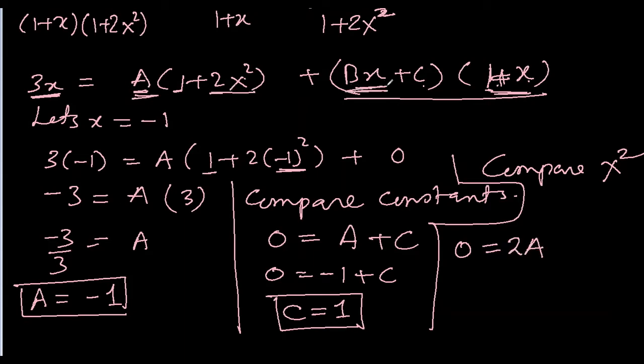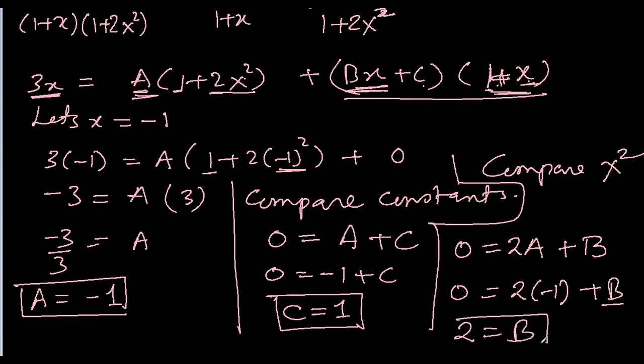Here bx and x will give us x square. So we'll write bx square, which is just b. Nothing of the others will give us x square, so we'll ignore them. So 0 equals 2 times minus 1 plus b. So b minus 2 equals 0. So 2 equals b. So b came out to be 2.